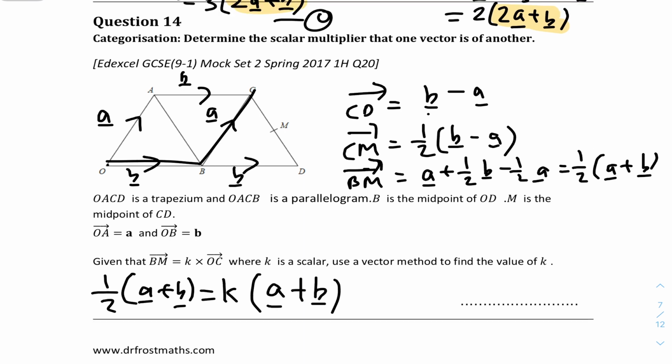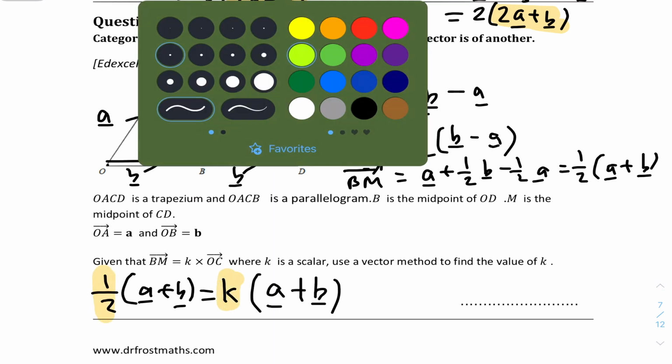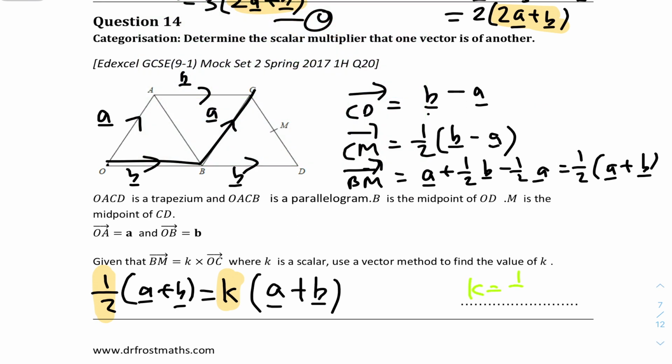And we can see that k is basically 1 over 2, because they are the only constants. Therefore, k equals 1 over 2.